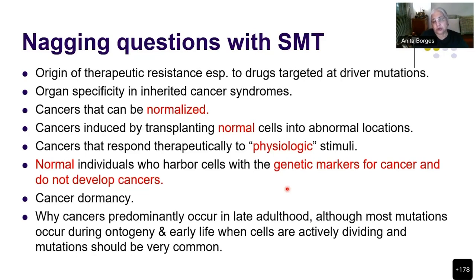You can't get mutations in cells that are quiescent. So when are these cells dividing? They're dividing in early ontogeny. That means in embryological and early life, when the cells are actively dividing, and mutations should be very common. And yet, when is the incidence of cancer highest? It's in late adulthood. So it's almost as if we have to be senescent enough to get cancers. Now, all of these questions need answers.